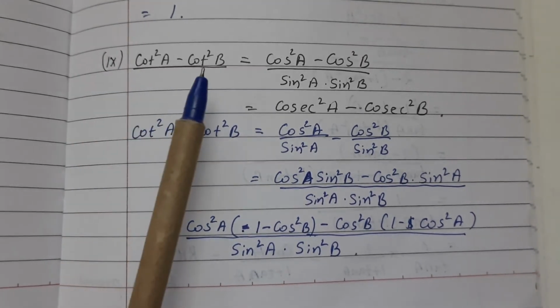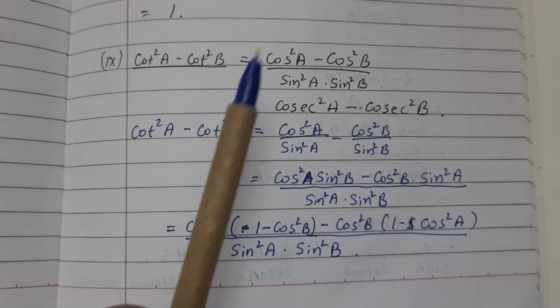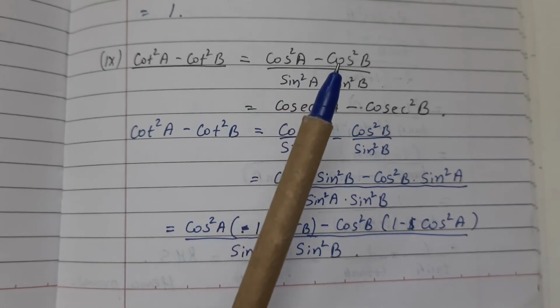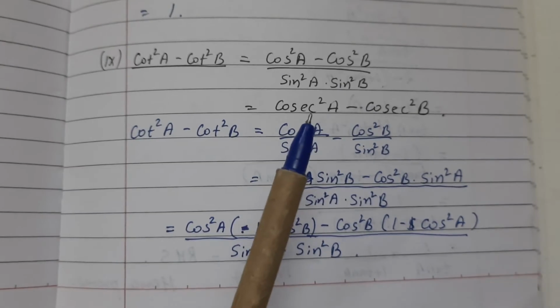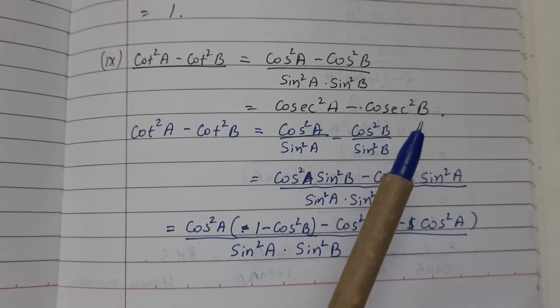9th part, cot square A minus cot square B is equal to cos square A minus cos square B upon sin square A into sin square B, equal to cos square A minus cos square B.